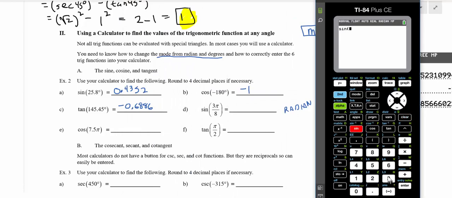Okay, so just type it in exactly as it is. Sine 3 pi, use your pi key, over 8. We are in the correct mode, so this should give you a good answer. So that's 0.923, and then let's take the 8 up to 9. So we have that. Okay, cosine, we'll do cosine 7.5 pi.